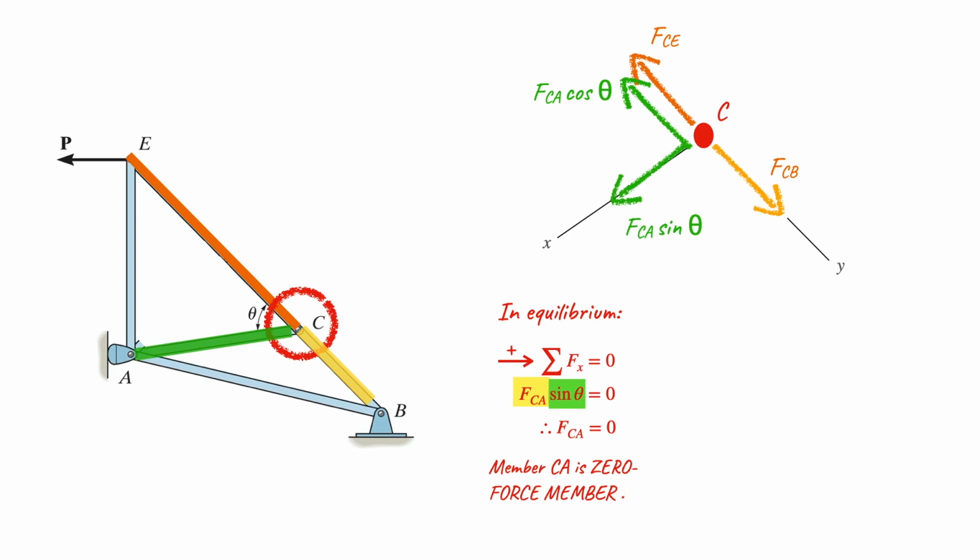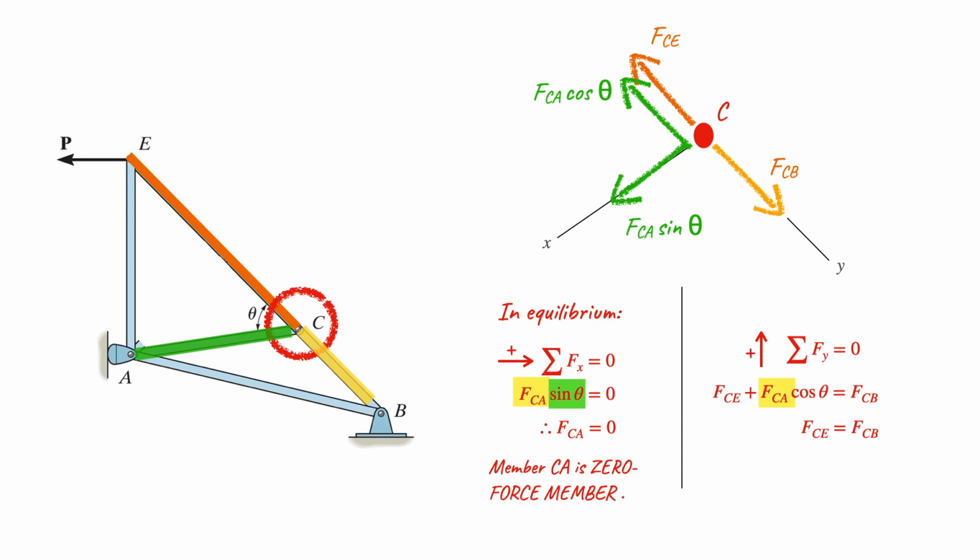Now if we apply the equilibrium condition in the y direction, there are three force elements in the y direction. In one direction, it would be FCE and also FCA cos theta. We put that on the left side of our equation, and that is equal to FCB. From our previous equilibrium condition, we know that FCA is equal to 0, so we can zero out that particular expression. The remaining expression becomes FCE equal to FCB.